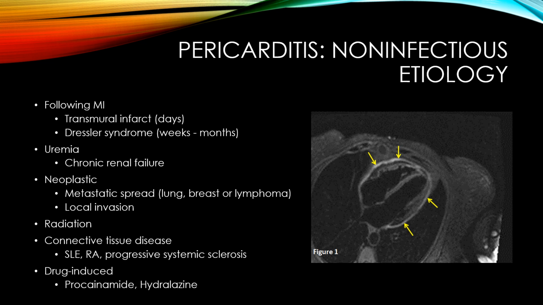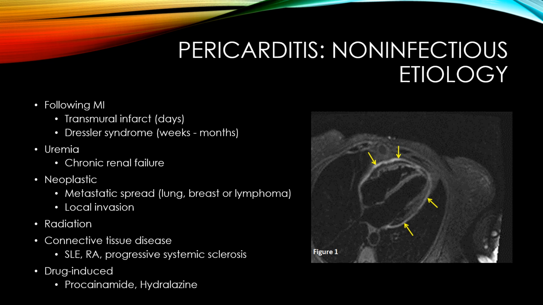If it's weeks to months after an MI, it can cause something we call Dressler syndrome, which seems to be more of an autoimmune response to a lot of the antigens that got released from the myocardium when it was damaged. And again, the timing on that is important. It's usually weeks to months.